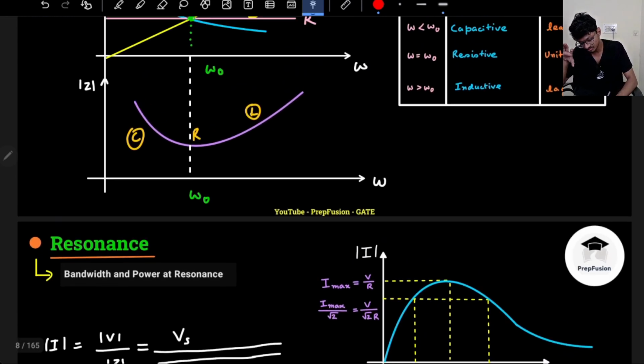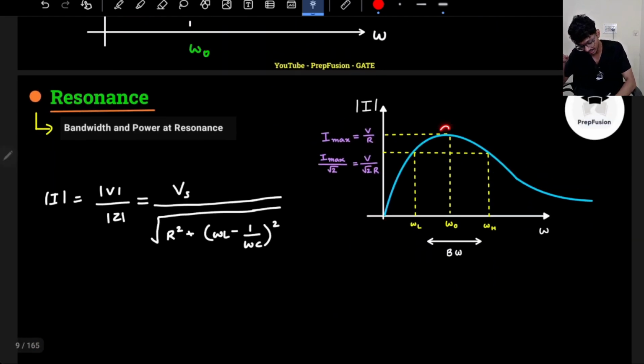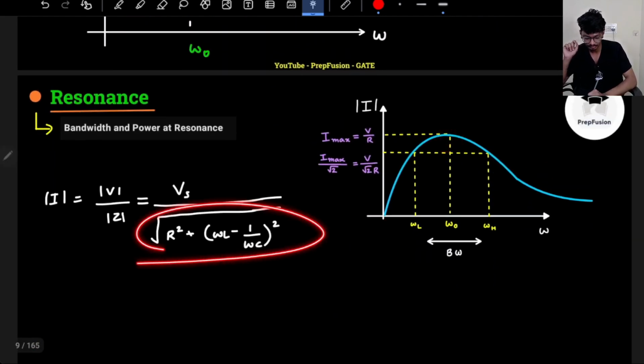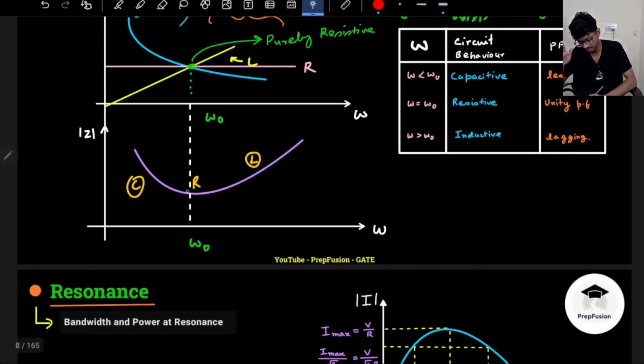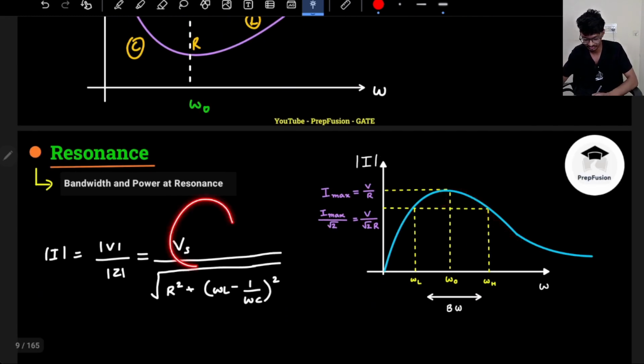Now, as we move along, what happens? The impedance reduces and it becomes minimum at XL equals XC at resonance frequency. It becomes purely resistive. So that's why you see the current is peaking, because impedance is minimum at omega naught. Then after this omega naught point, again the impedance increases because the behavior is inductive. So if impedance increases, the current will automatically reduce because Vs is constant. The denominator is increasing, so the current will reduce.